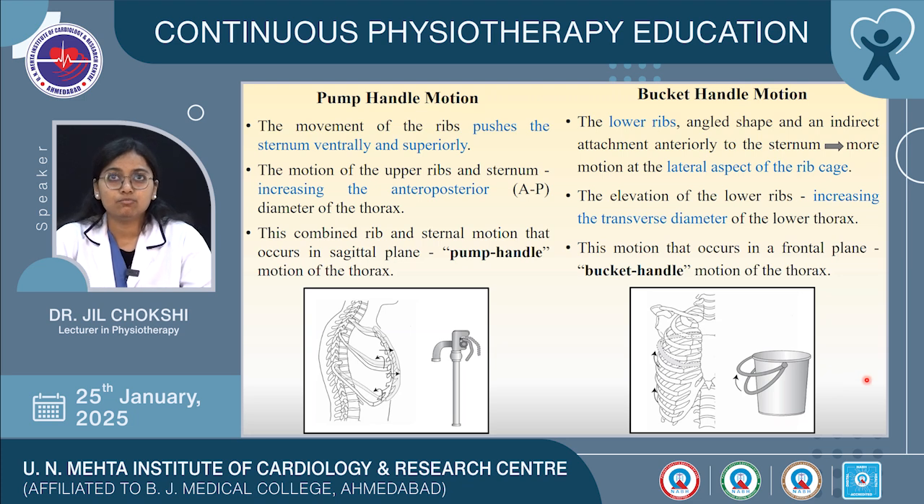And the bucket handle motion, why is it known as the bucket handle motion? Because the lower ribs have more angled shape and have an indirect attachment anteriorly to the sternum. These factors allow more motion at the lateral aspect of the rib cage, and so the elevation of these ribs increases the transverse diameter of the thorax. Like a bucket handle motion, this motion occurs in the frontal plane. That is why it is known as the bucket handle motion of the thorax.